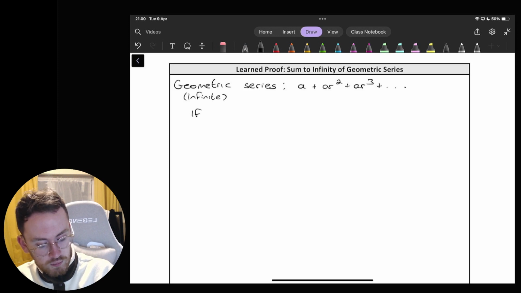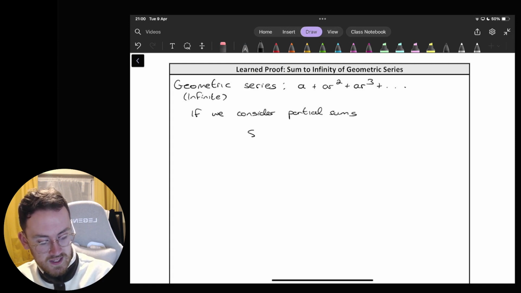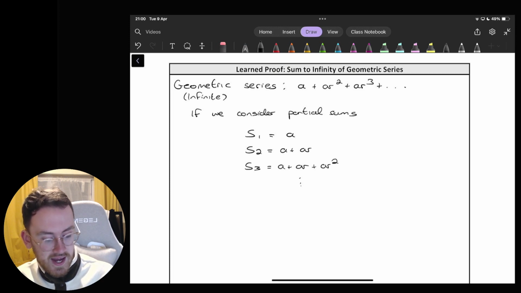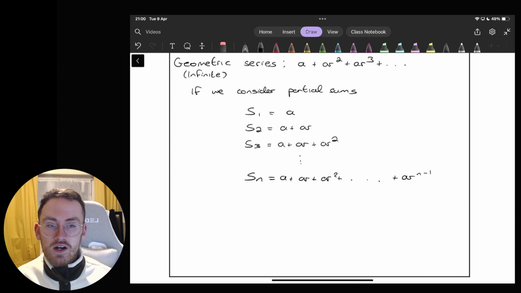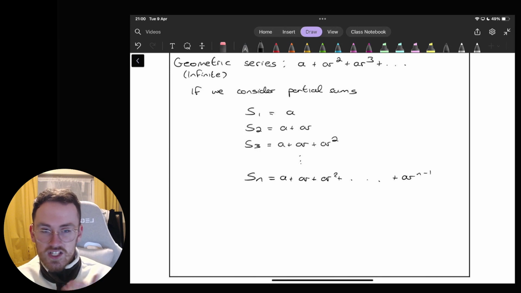If we consider partial sums, and what I mean by that is smaller sums within my series, we might start with S1, which would of course just be a, S2 being a plus ar, S3 being a plus ar plus ar squared. And I could continue that on until I get up to, say, Sn, which we already know to be a(1 minus r to the power of n) over 1 minus r. And I could continue on with Sn plus 1, Sn plus 2, and so on and so forth.